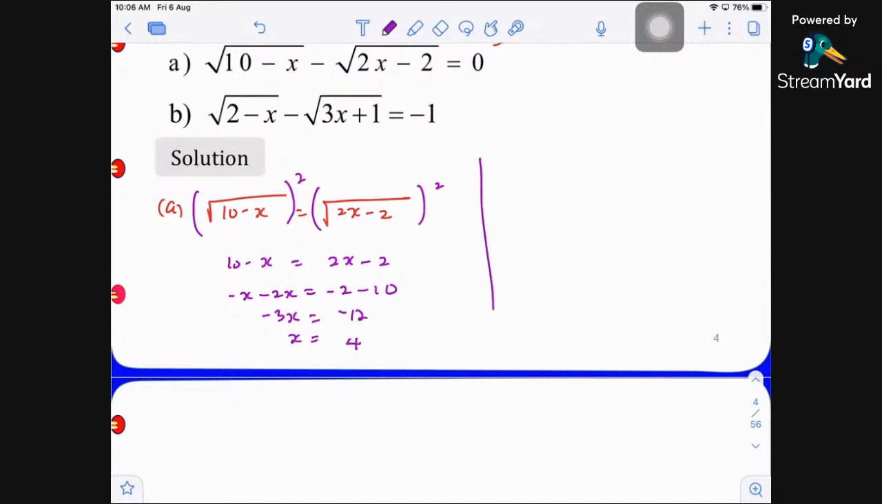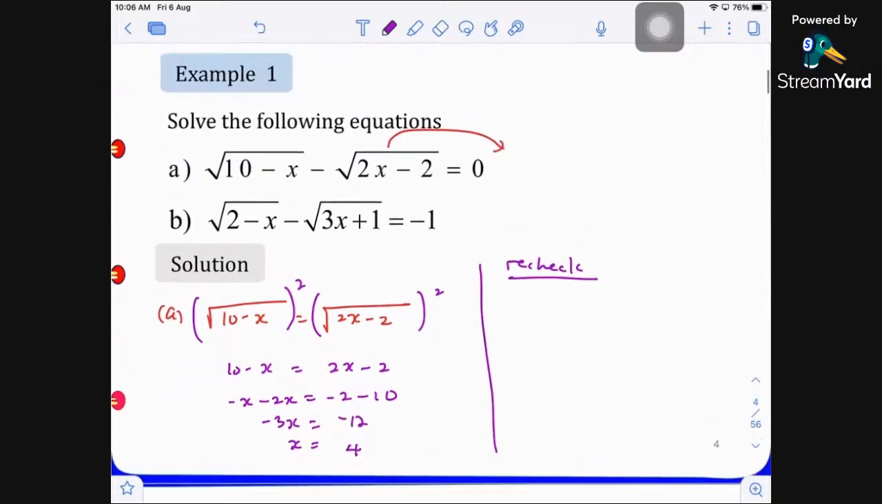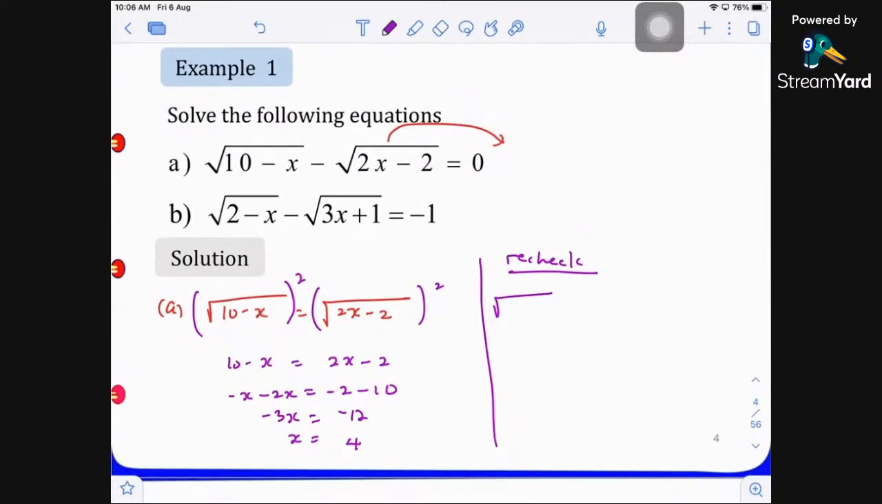Now remember one thing, not necessarily every solution is a solution. So what we have to do here is recheck again. How to recheck? We have to put it back inside the original equation, which is given: square root of 10 minus 4, minus square root of 2 times 4 minus 2. So here you get square root of 6 minus square root of 8 minus 2, which is also 6. Square root of 6 minus square root of 6 is 0. Shown. Therefore, no problem. Understand? This checking has to be done by all of you.